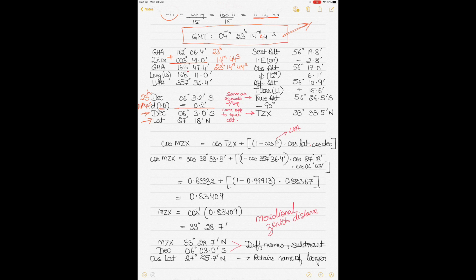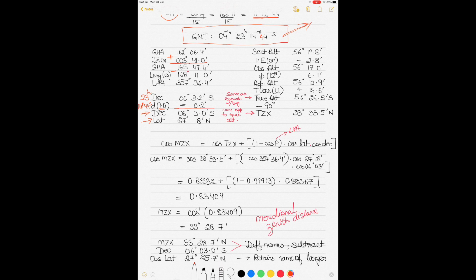Now the GHA you see is 165 degrees 47.4 minutes and the longitude you see is 168 degrees 11 minutes. With longitude west, GHA is supposed to be the larger. That's the rule of thumb. If longitude is west, GHA should be more than LHA. If longitude is east, GHA is least, meaning GHA should be less than LHA. In this case longitude is west, so GHA should be more than LHA. How can I make my GHA more than the longitude when it is less? The only way I can do that, and for that I will have to erase this part here so that I can write it down.